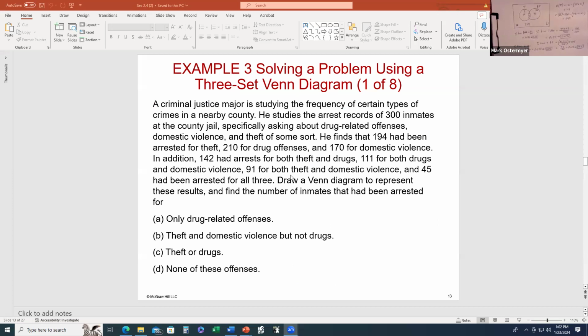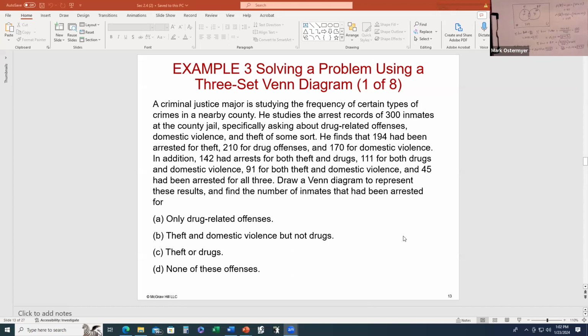And as you would guess, it becomes a little bit more involved because you just have more regions. You just have more things to keep track of. A criminal justice major is studying the frequency of certain types of crimes in a nearby county. He studies the arrest records of 300 inmates at the county jail, specifically asking about drug-related offenses, domestic violence, and theft of some sort. Okay, there's a hint.